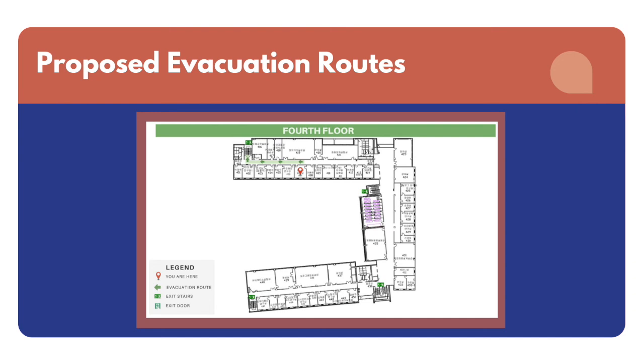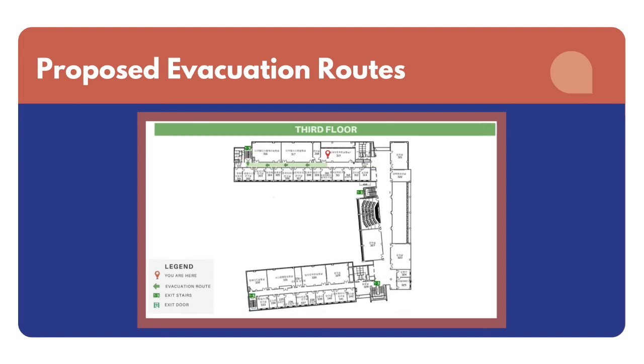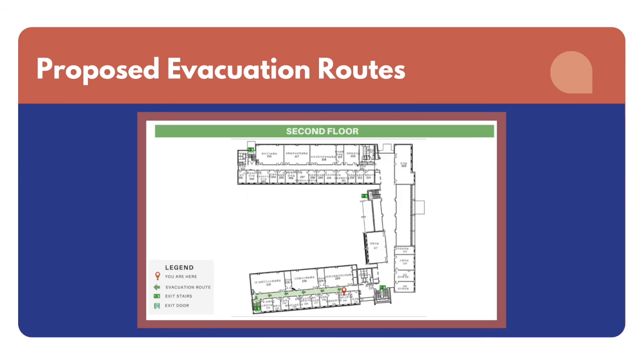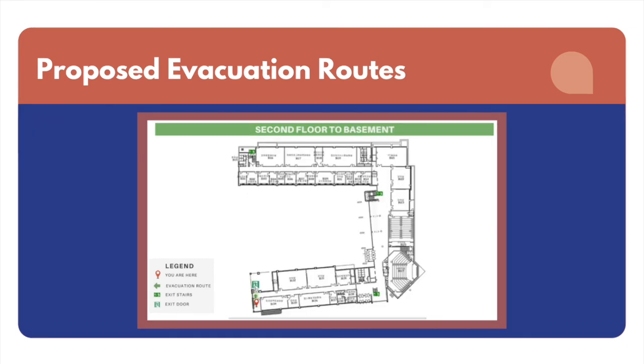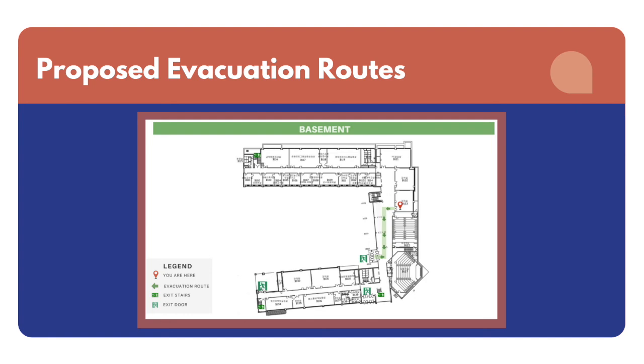So the same goes for the other floors. This one is the sample proposed escape route for the 4th floor, then the 4th floor to the 1st floor, and then this one is the 3rd floor, then the 3rd floor to the 1st floor. Then next is the proposed escape route of the 2nd floor, and then the 2nd floor to the basement. Then the proposed escape route for the 1st floor, and lastly, the proposed escape route for the basement.